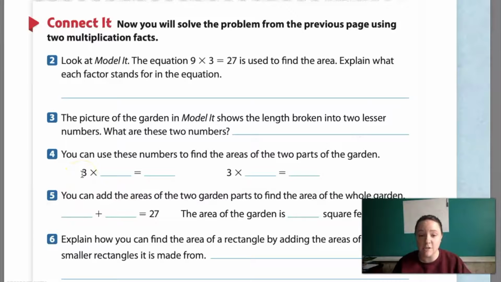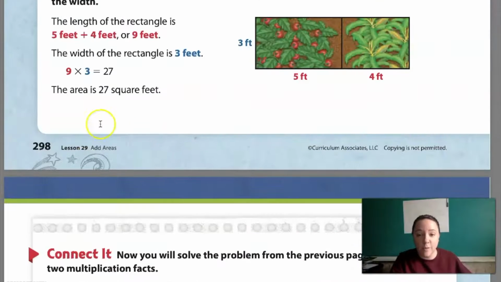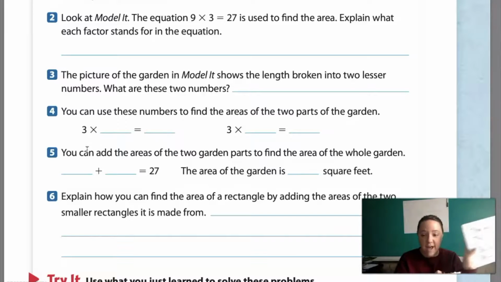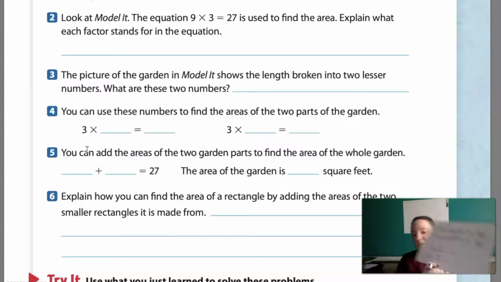Now you can use these numbers to find the areas of the 2 parts of the garden. So you could do 3 times 5. So 3 times 5 equals something, and 3 times 4 equals something. So let's see. What is our 3 times 5? If you said 15, nice job. 3 times 4 is 12, good.